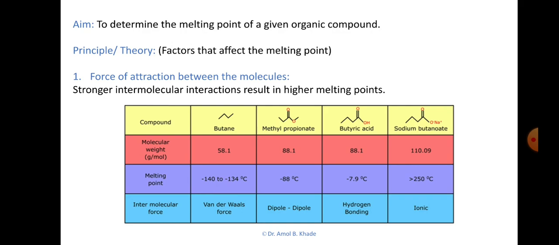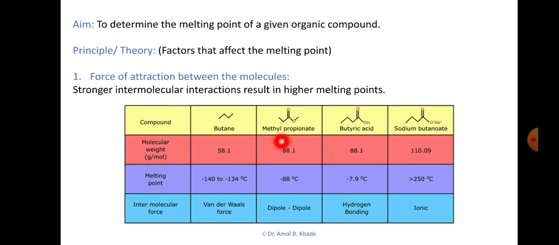The other factor is the force of attraction between the molecules. It is obvious that whenever there is a stronger intermolecular interaction, that will result in a higher melting point of that substance. We can understand this with a suitable example. Here you can see butane. The molecular weight of butane is 58.1 grams per mole, and it usually melts at minus 140 to minus 134 degrees Celsius. Here we can easily make out that in butane there are very weak van der Waals forces of interaction. Because of the weak forces, when you apply heat, the molecules can easily break down into the liquid state. So because of that, the melting point of butane is very low.